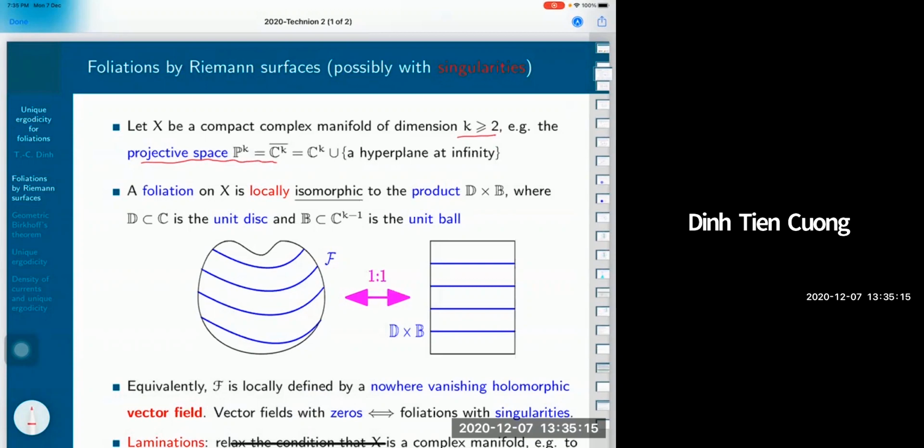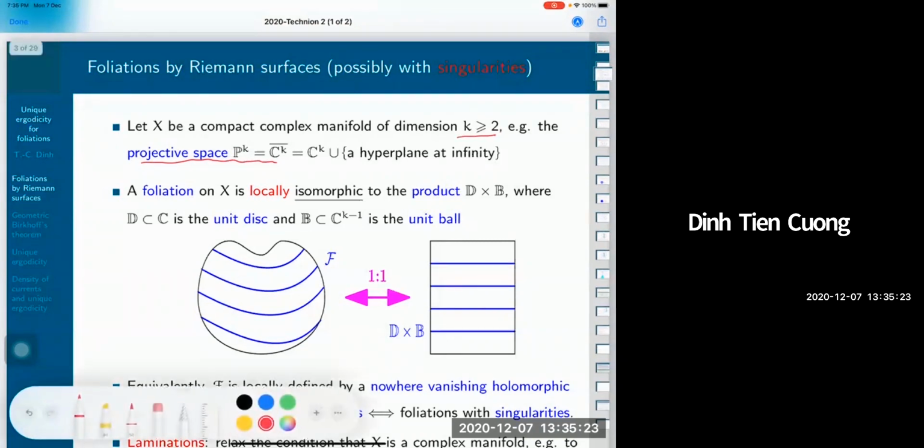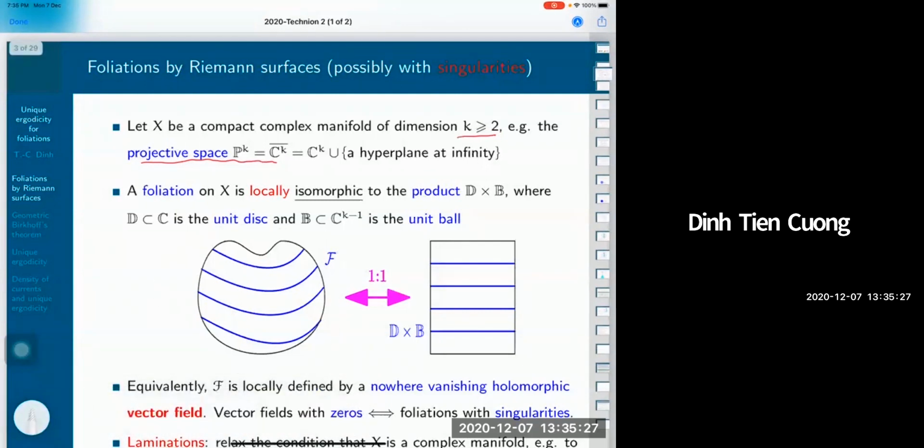So a foliation by Riemann surfaces that we consider here, locally it looks like this picture. If you use some change of local coordinates, we have a nice structure like that. Here horizontally you have the unit disk, and transversally you have, let's say, some ball for simplicity. So the picture is simple like that locally. You can also define a foliation locally using some nowhere vanishing holomorphic vector field. So let me show you the picture.